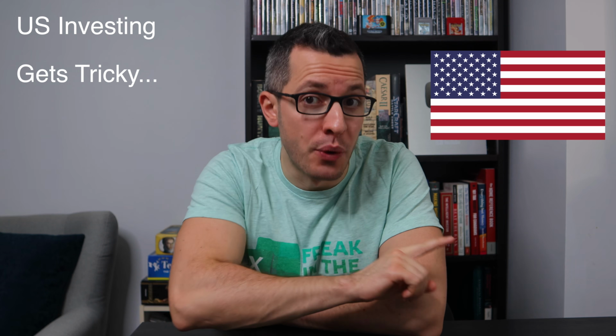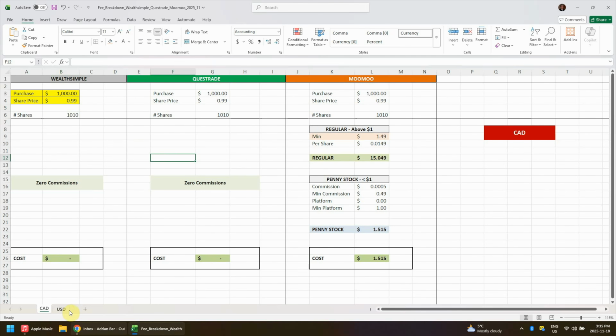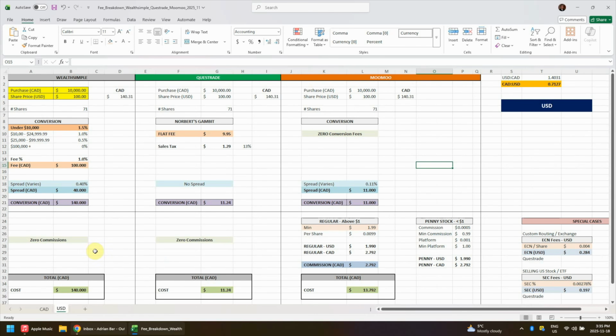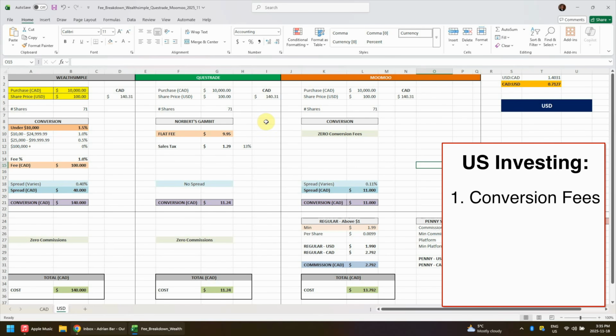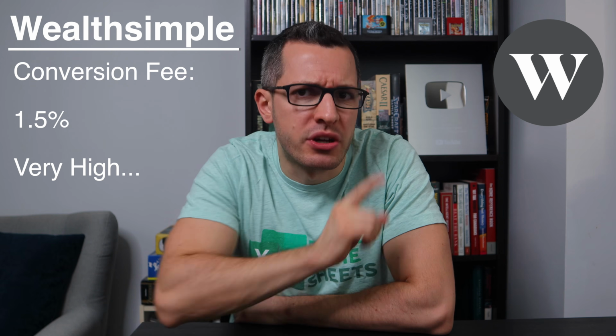Now it's time for US investing. This is where things get interesting. Clicking on the second tab on Excel, there's a lot more going on. For US investing, there's two parts. First, the top half. We have to convert into US dollars and we pay conversion fees. Once we have US dollars, then we pay commission fees to buy those stocks. That's the bottom half. Let's start with the conversion.